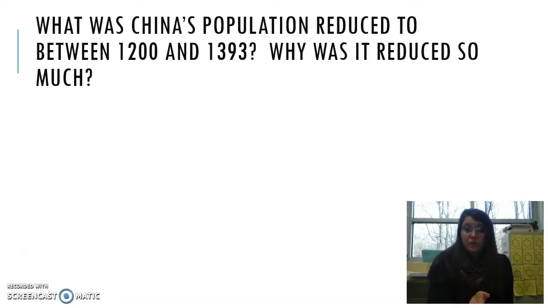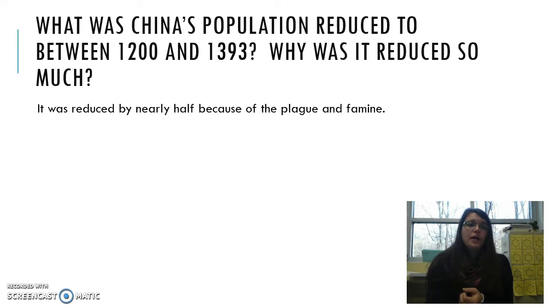So in China, which is where we think the Black Plague and the Black Death started, the population was reduced to about half. So there are a lot of people between 1200 and 1393.